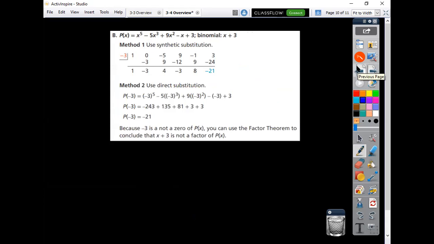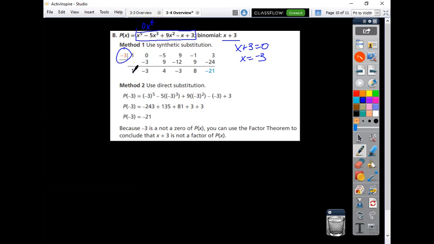Second part, try one more time. Is x plus 3 a factor of this polynomial? So when does x plus 3 equal 0? Hopefully you say at -3. That's what goes out here. Coefficients, 1. Skip the x to the fourths. No x to the fourths, so there's a 0 for them. The -5, the 9, the -1, the 3, and then take it away.